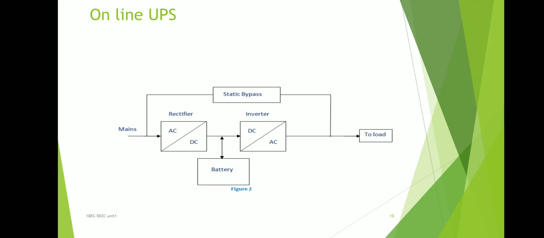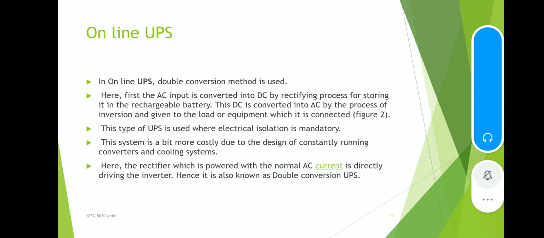See here, the AC input is converted to DC by the rectifying process. It is stored in the rechargeable battery. This DC is converted into AC by the process of inversion and given to the load or equipment which is connected. And in this type of UPS, electrical isolation is mandatory. Generally, it is provided here.